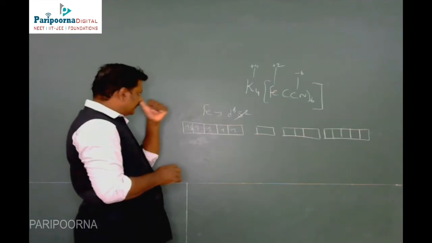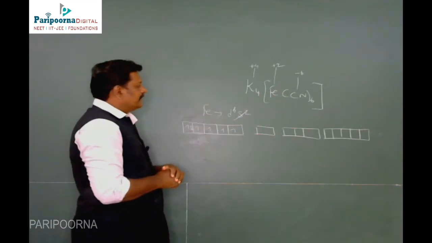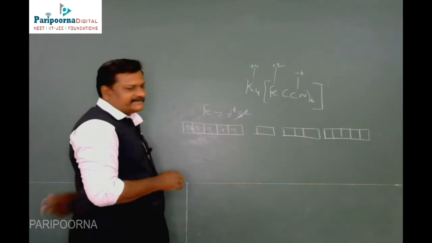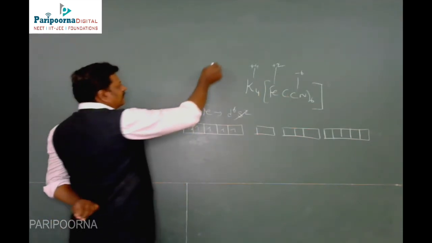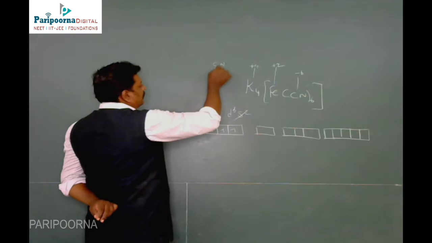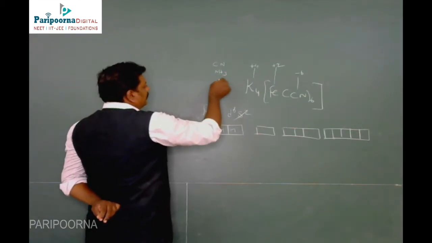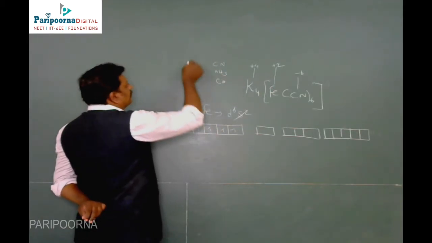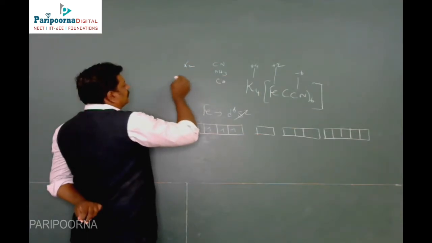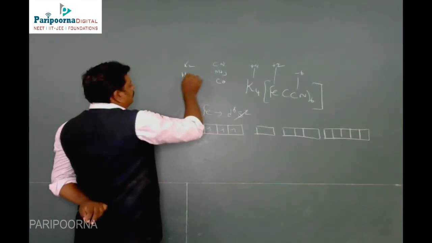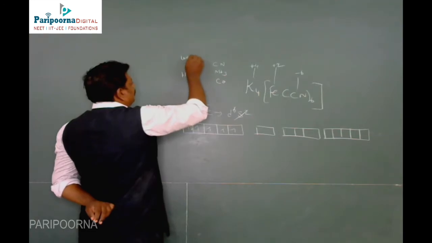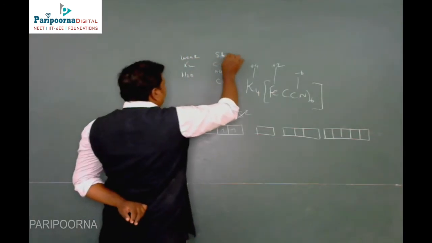Then I look at the ligand. Here the ligand is CN. CN is a strong ligand. Which ligands are strong ligands? CN is a strong ligand. Ammonia is a strong ligand. Carbonyl is a strong ligand. Halogens are weak ligands, and water is also a weak ligand. So these are all weak ligands, and these are all strong ligands.